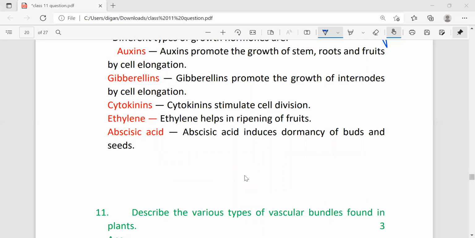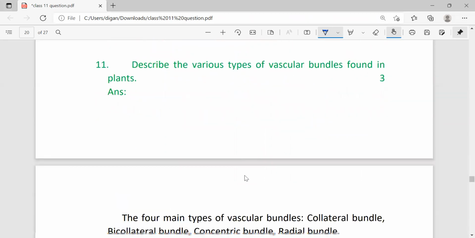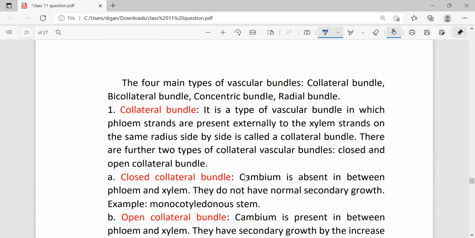Next question, describe the various types of vascular bundles found in plants. So what are vascular bundles? Vascular bundles means xylem and phloem, these are the vascular tissues. When they combine, together they are known as a vascular bundle. The 4 main types of vascular bundles are collateral bundle, bicollateral bundle, concentric bundle, and radial bundle.